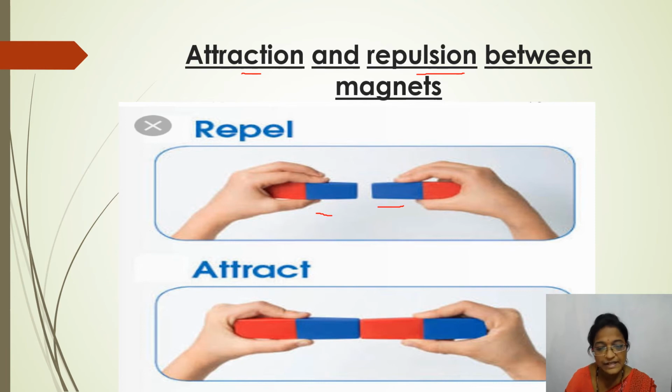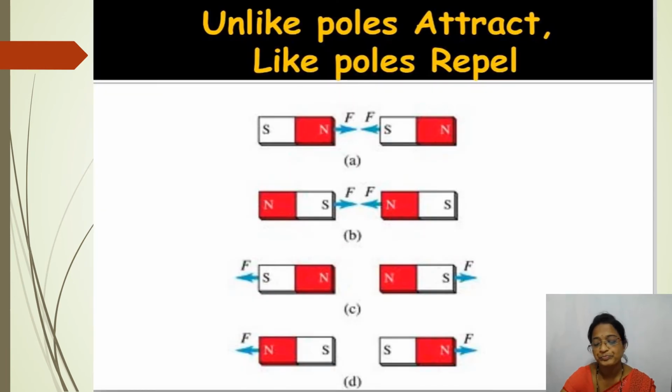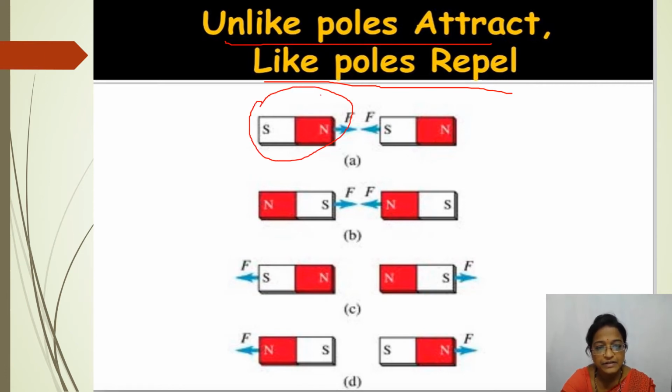Even you can see in the next image. Here unlike poles attract and here like poles repel. You can see here this is a bar magnet, isn't it? As it is named, here is north and here is south. Take one more magnet, here south and here north. When we take opposite poles, does it attract or repel? It attracts. Why? Because they are unlike poles, this is north and this is south.